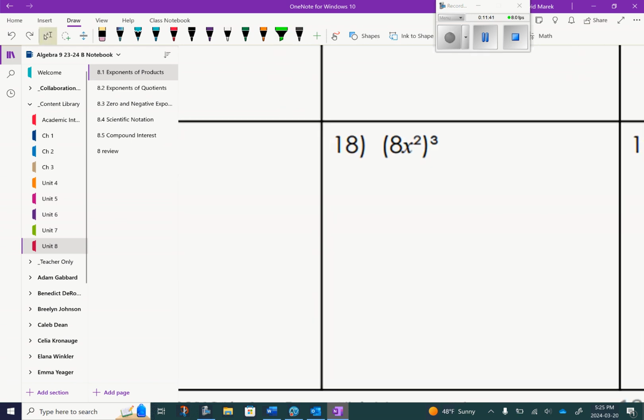For 18, let's do the same thing. We need to take 8 to the 3rd times x squared to the 3rd. Now, again, if that were 8 squared, I would expect you guys to know that's 64. 8 cubed, that's a little bit higher than things we've talked about. And again, power of a power, multiply 2 times 3 is 6. In this case, you could just leave that as 8 cubed times x to the 6th. Perfectly fine like that.